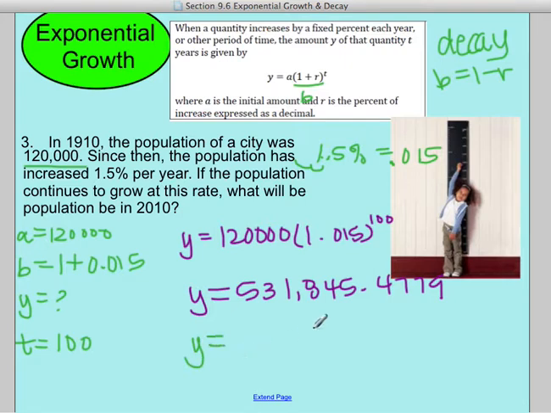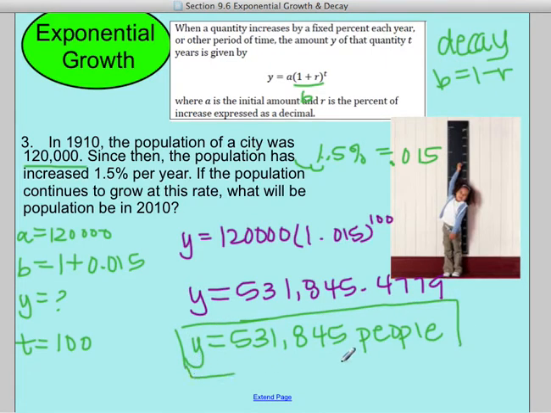So using rules of rounding, I would say that it is 531,845 people. So people, you can't have a decimal of a person, and money, you need to only have 2 decimals. So some rounding rules to keep in mind.